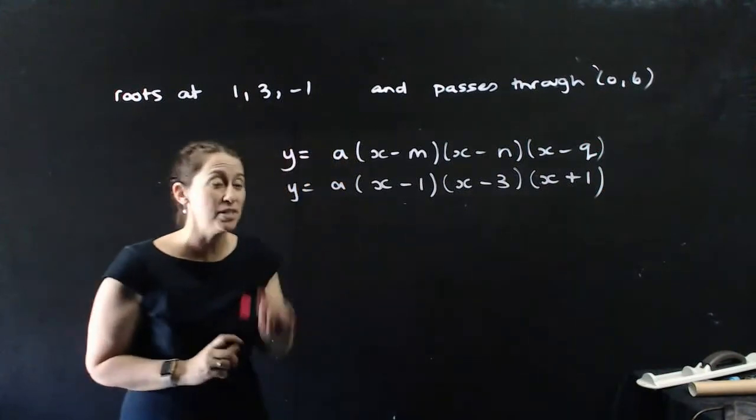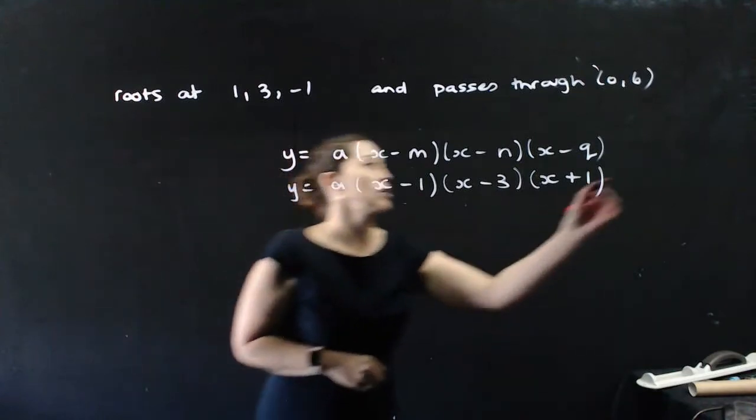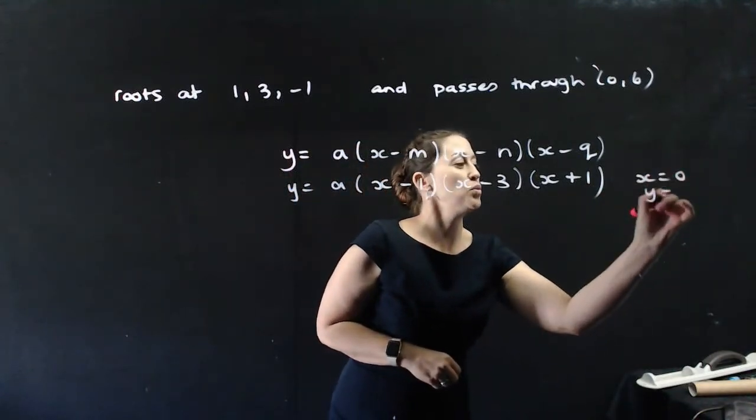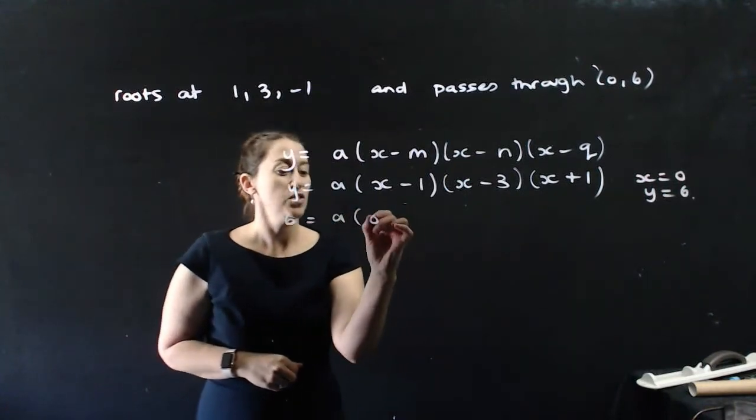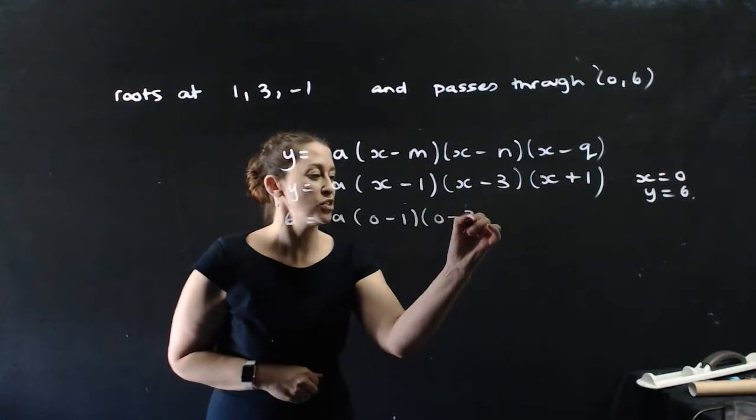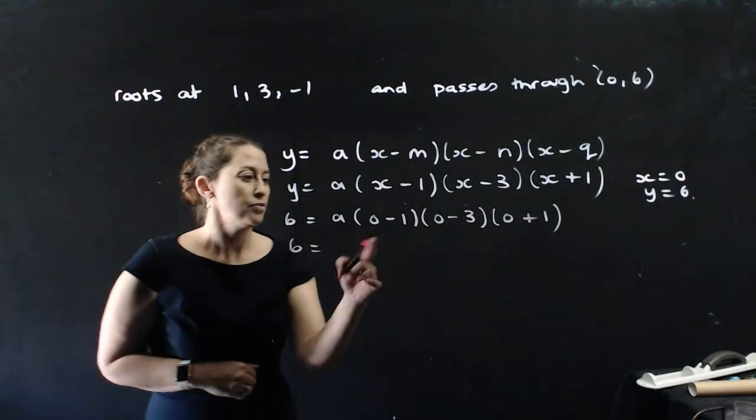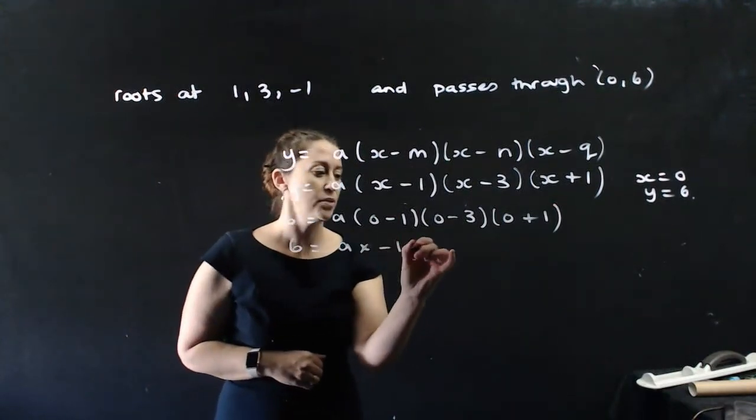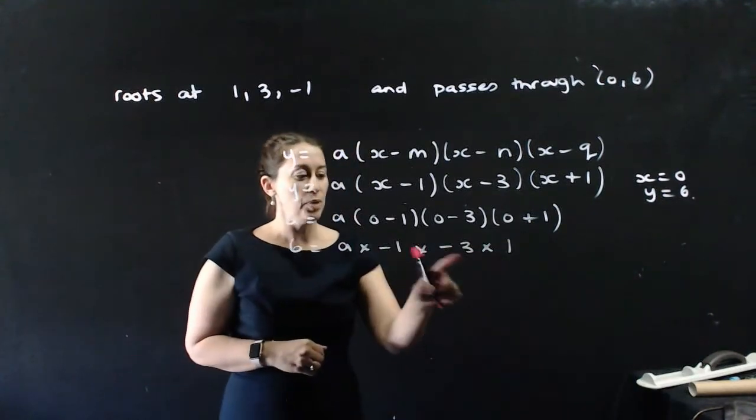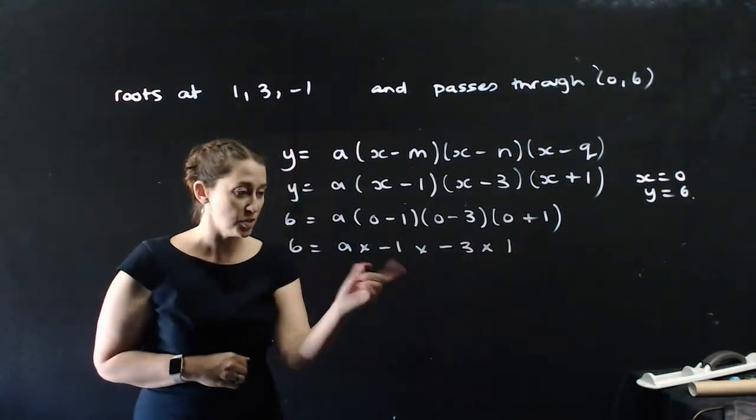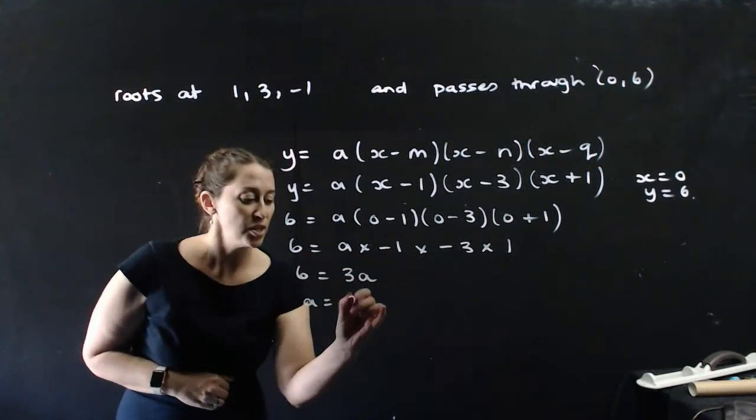Now I still need to find a, so I'm going to use this other coordinate that it passes through, which happens to actually be the y-intercept, but let's just sub it in. So when x equals 0, y equals 6, and solve for a. So 6 equals a multiplied by (0 - 1), multiplied by (0 - 3), multiplied by (0 + 1). Working that out, we've got a multiplied by -1, multiplied by -3, multiplied by +1, which is +3. So 6 equals 3a, so a equals 6 divided by 3, which is 2.